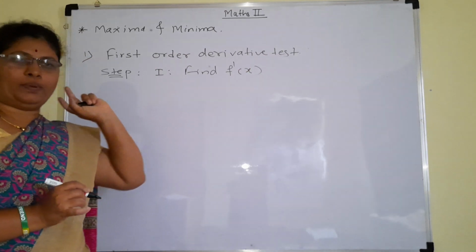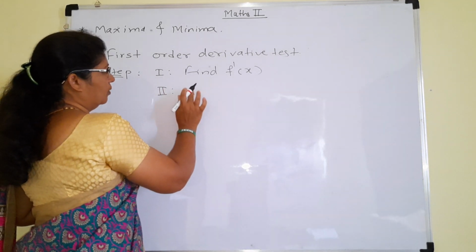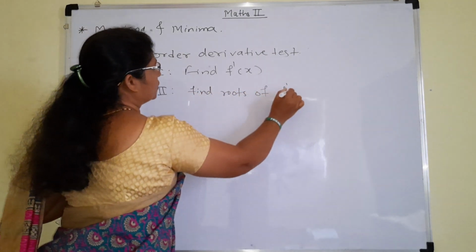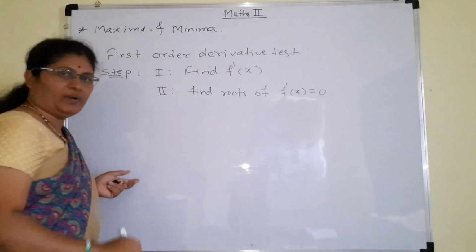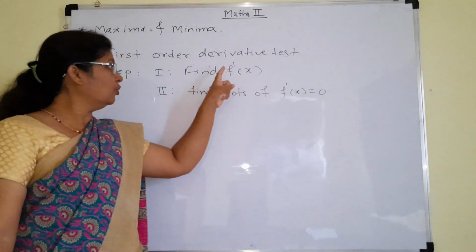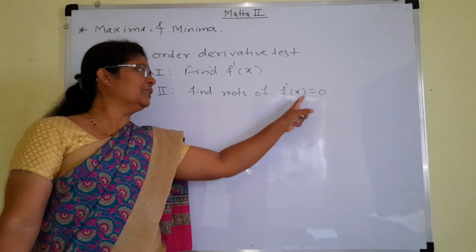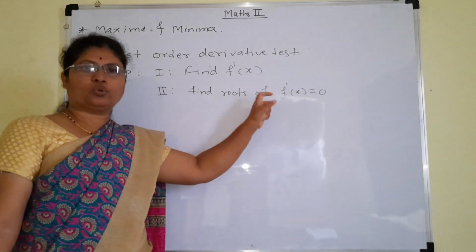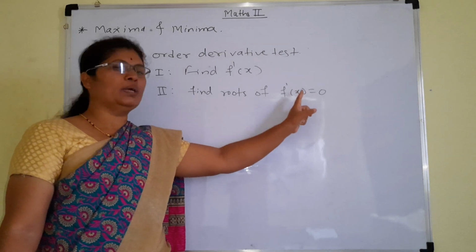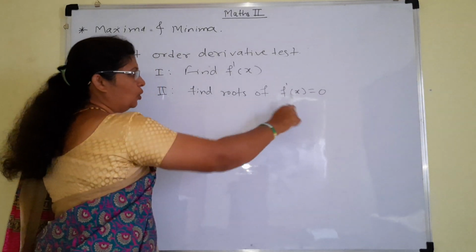After finding f dash of x, what do you have to do? Number 2, find the roots of the equation f dash of x is equal to 0. Here you will equate that derivative to 0, and solving this equation you will find the roots of this equation. To find the roots of this equation means you have to find the value of x. So here you will get some value of x where f dash of x is equal to 0.